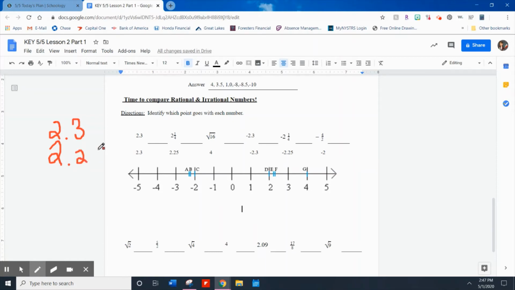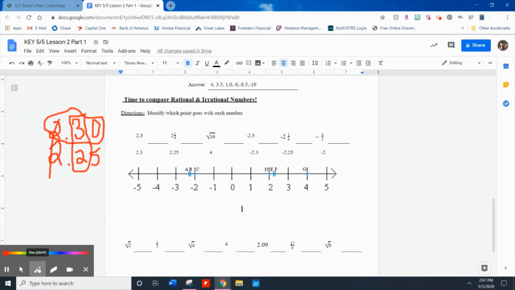And you just read your decimals from left to right. You can fill in the blanks with zeros. 2 and 2, those are the same number, so those don't help us. 3 and 2, that right there tells us which one's bigger. Okay, the 3 is bigger, therefore 2.3 is going to be bigger. So 2.3 is the one that's further past the 2, so that's going to be F.